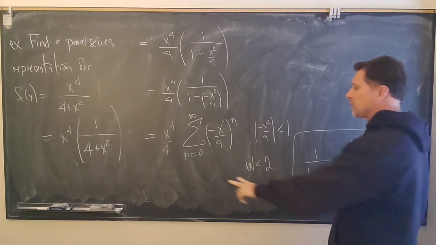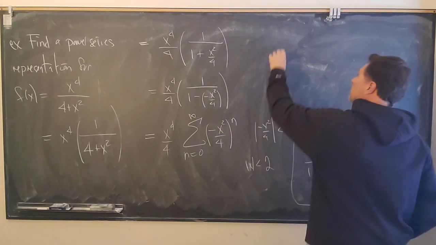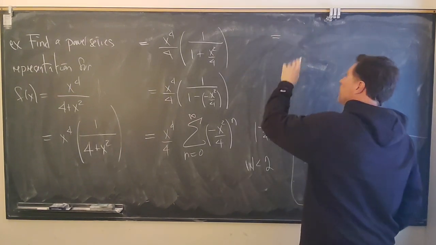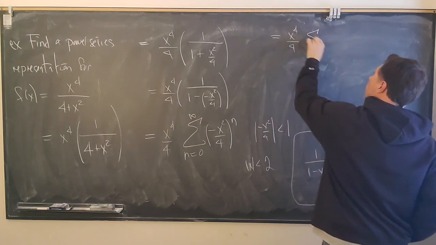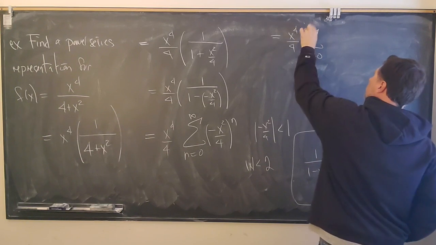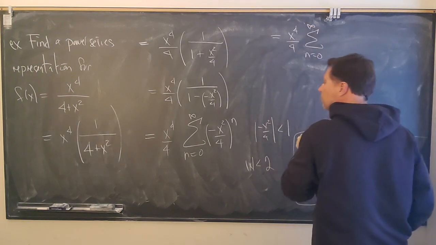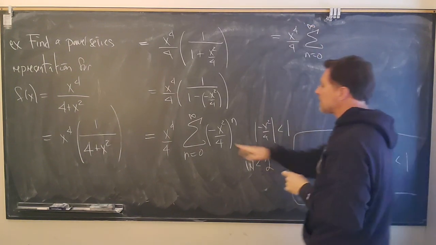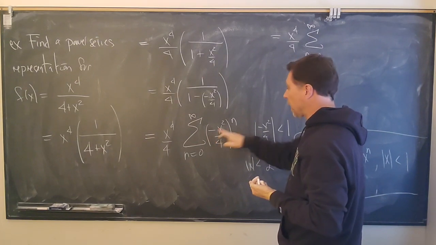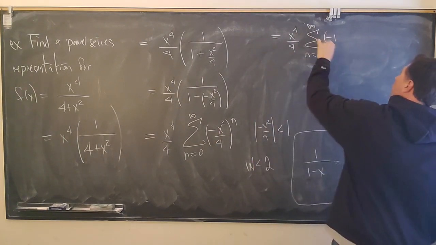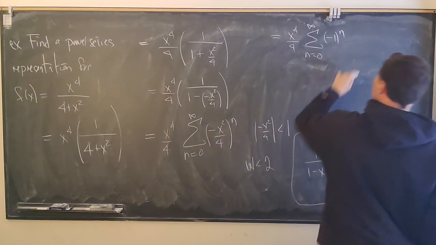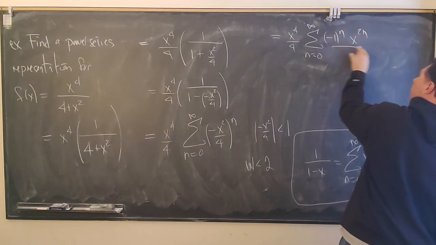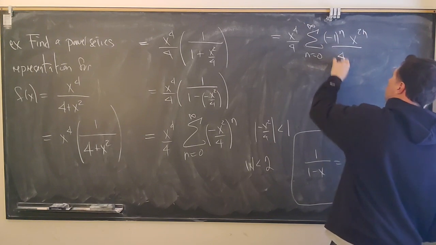And now let's just finish this off. We need to simplify this a bit. So this is equal to x to the 4th over 4, sum from n equals 0 to infinity. Okay, so this negative, that's a minus 1. I'm going to write that as a minus 1 to the n. Then I have x squared raised to the n. That's an x to the 2n. And then in the denominator, I've got a 4 to the n.